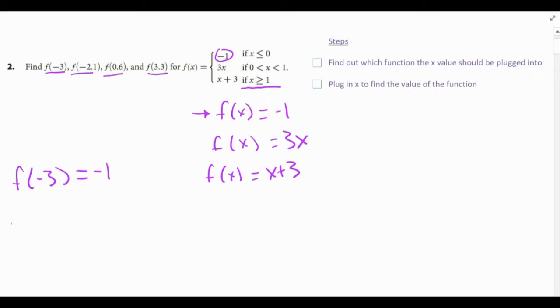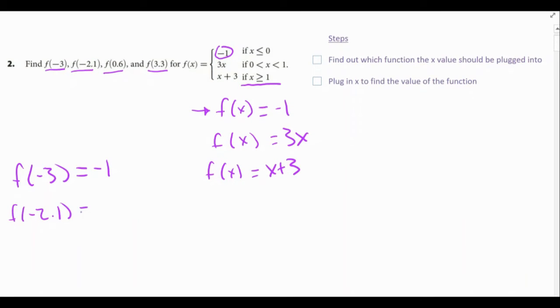The second one, f of -2.1, same idea here. We're going to look into here and see, okay, which one does it fit in with? If x is less than or equal to 0, then f of x equals -1. So another -1 right there.